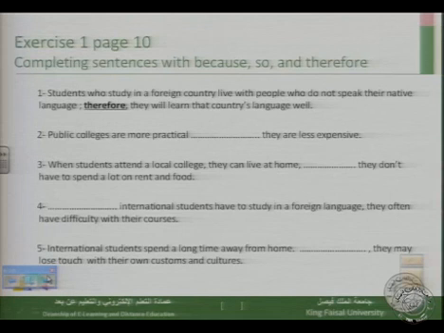Exercise 1, page 10. Here we have completing sentences with because, so, and therefore. Number 1 is done for you. Students who study in a foreign country live with people who do not speak their native language. Semicolon. Therefore, comma, they will learn that country's language well.